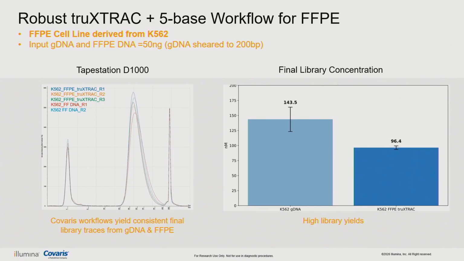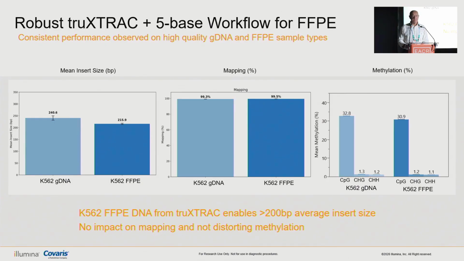You can see here it's very consistent with the library traces you see to the left, and also the amount of library that we get out from this. So irrespective of whether it's genomic DNA or FFPE DNA, we can provide the workflows. And also the QC metrics from the sequencing show very robust data from the FFPE as well.